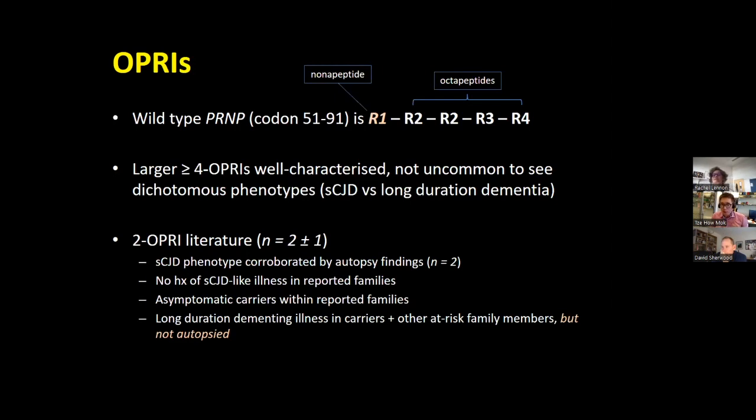There are definitely 2 cases associated with sporadic CJD phenotype, and there was one found in a patient with a long duration dementing illness who was not autopsied. So we don't know whether that patient actually had prion disease. And in one family, there are multiple carriers who are asymptomatic.